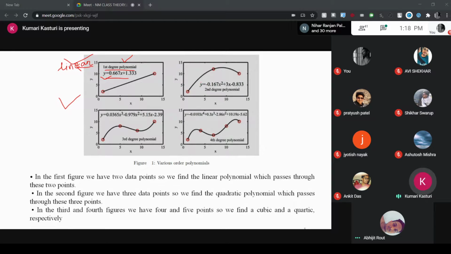Now, second case: here 3 points are there, right? Whenever 3 points are there and you join them, the curve you get is called the interpolating curve, and the polynomial you get there is called a second degree polynomial. Don't worry if a question in your mind is how to get this polynomial; we will discuss that one by one. Now in the third figure there are four points.